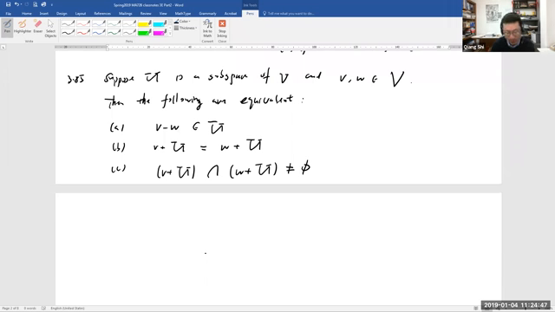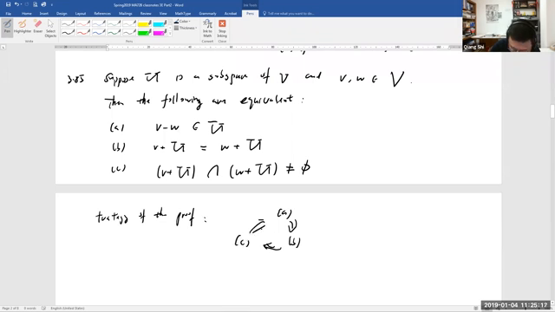And here we have 3. So we're going to follow the book. We're going to assume A, prove B, assume B, prove C, assume C, prove A, and once we construct this loop here, the strategy of the proof is we're going to assume A and use that to prove B, assume B and use that to prove C, and then assume C and use that to prove A. All right, so then this implies A, B, and C are equivalent.